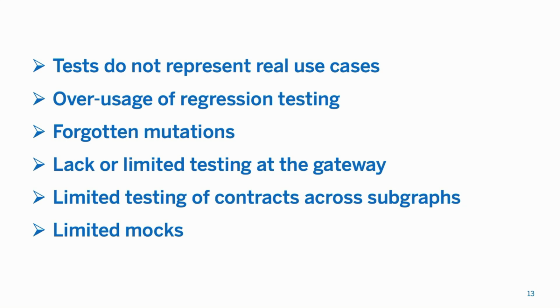However, tests on the subgraph, all done. Tests of the gateway, never done. And when you make a query that goes here and here, you break. So who's testing that? There is a problem.